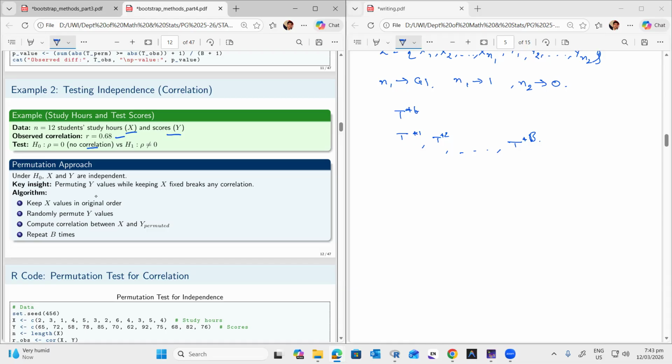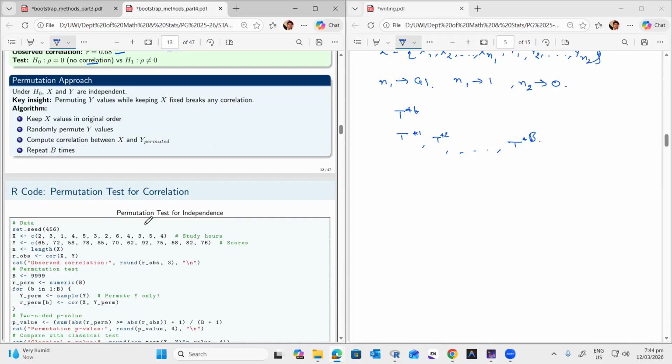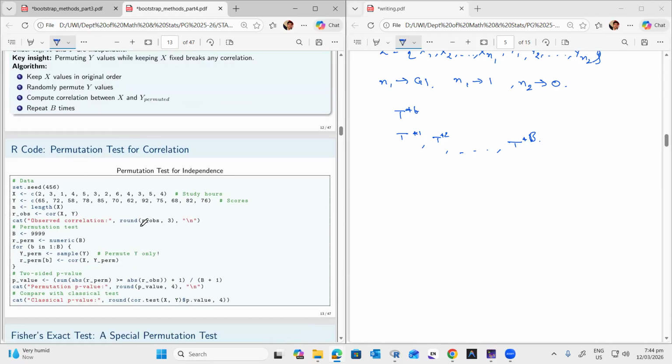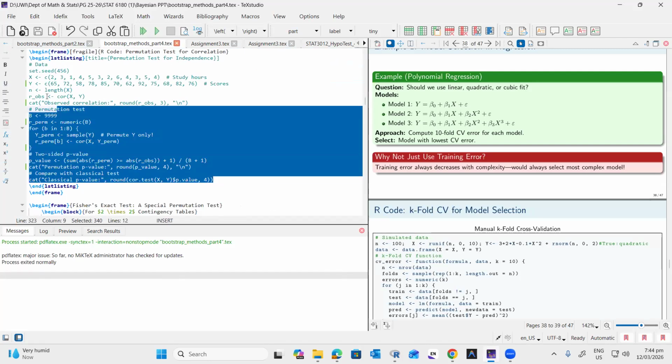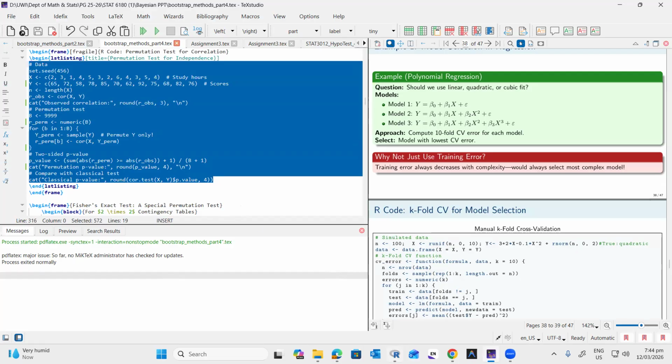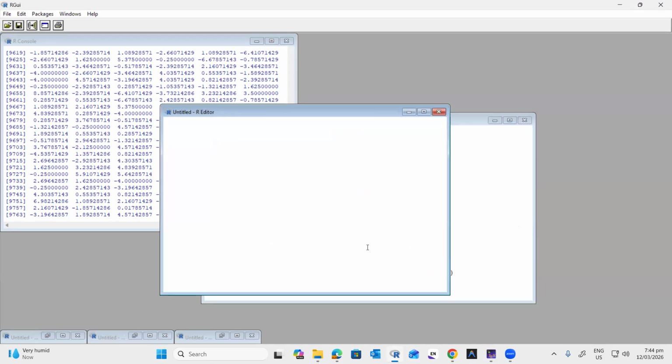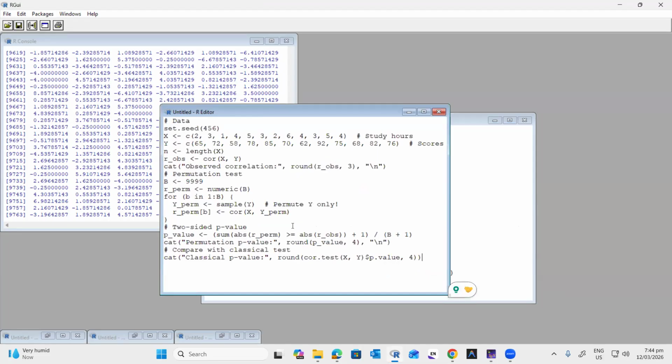So what we are going to do is keep the X values in the original order, and permute Y. Then compute the correlation between X and permuted Y as we have done earlier, and repeat this B number of times. So this is the R code again that we had. This code will remain the same as we have done earlier.